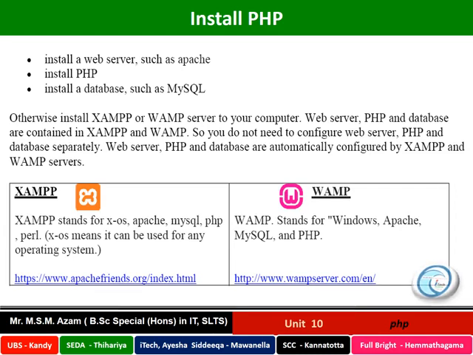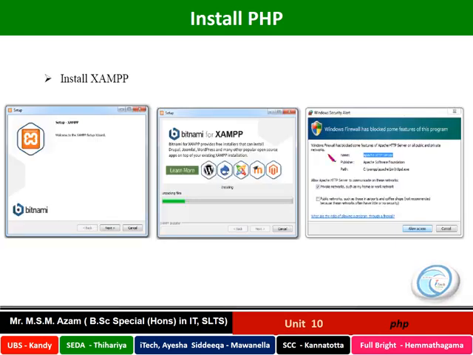You can download the XAMPP server or WAMP server from the given websites on the screen. When you double click on XAMPP setup, you will get the given setup on the screen. There you have to click on next. Then XAMPP software will be installed to your computer system.